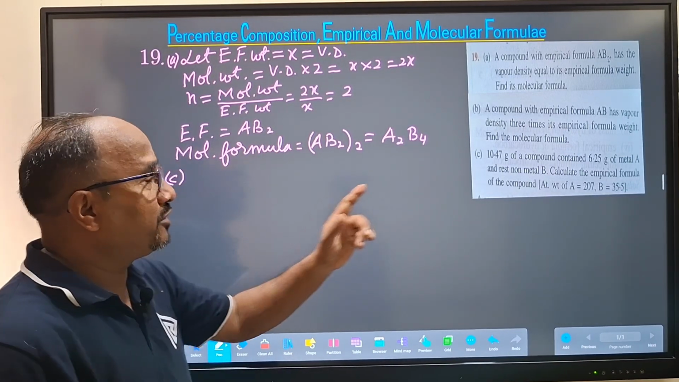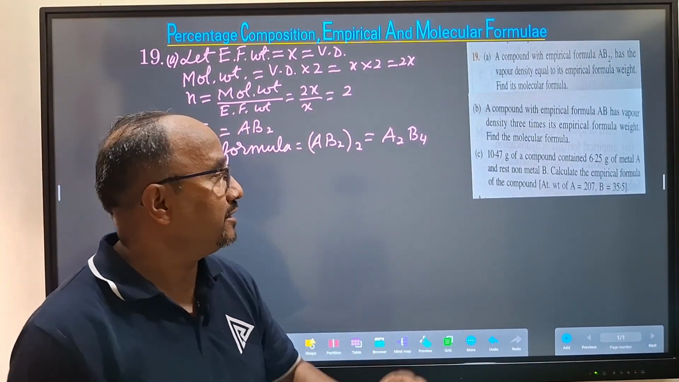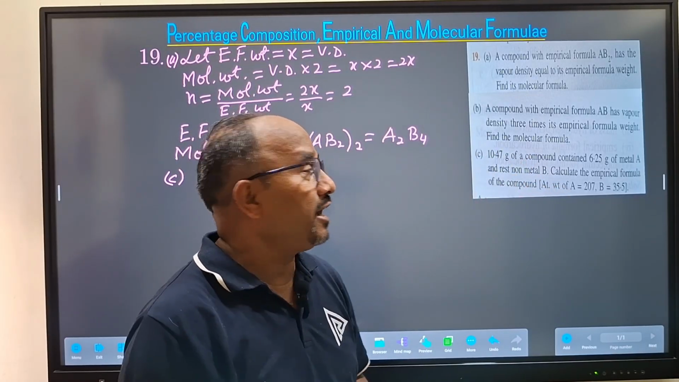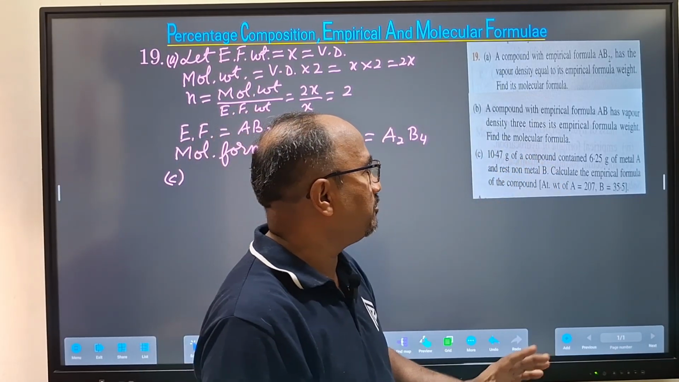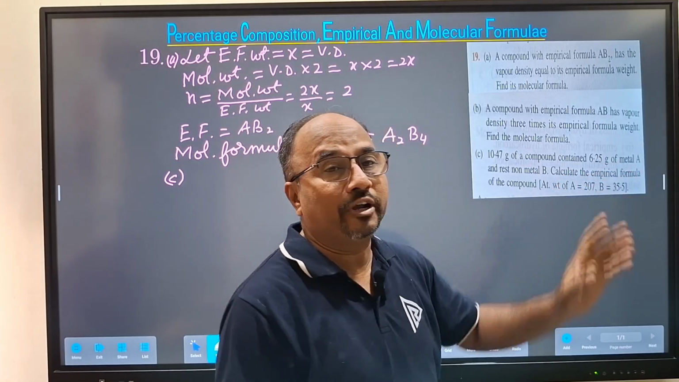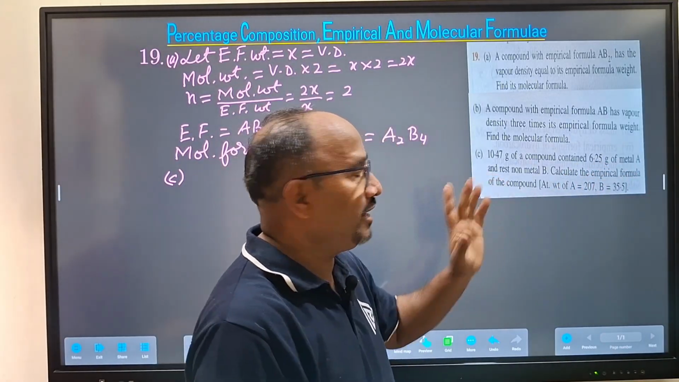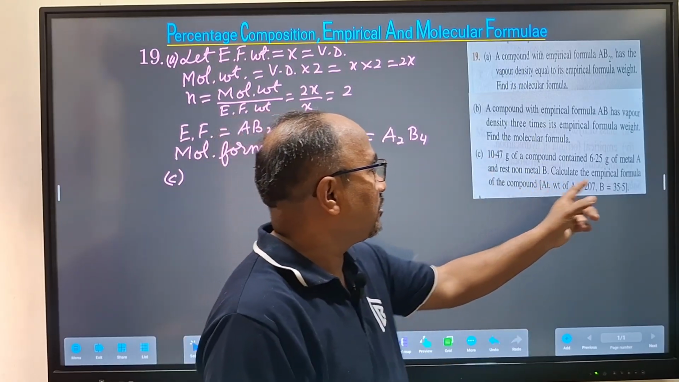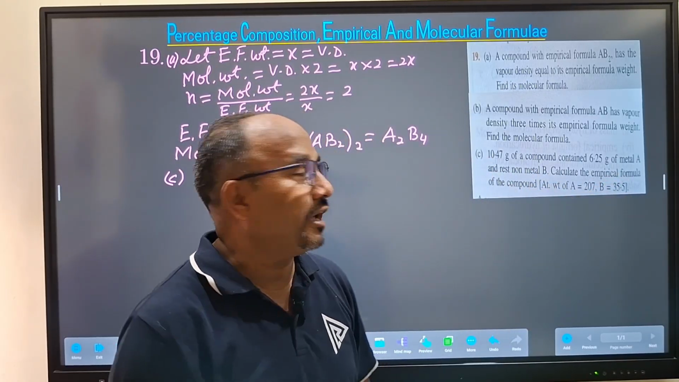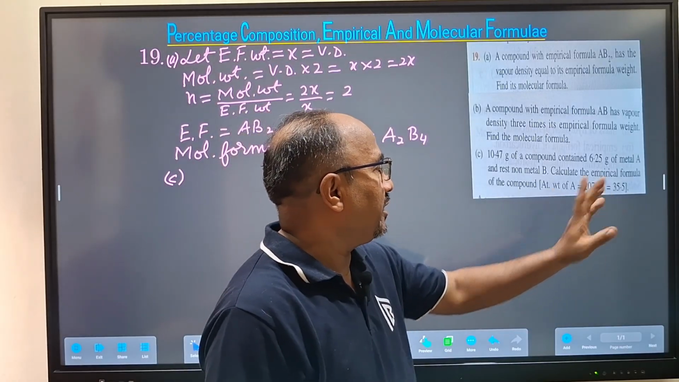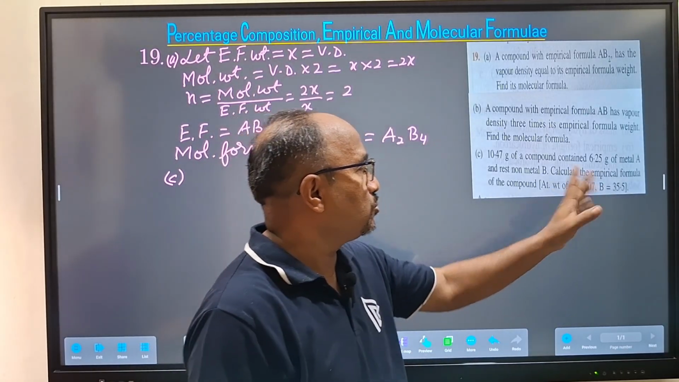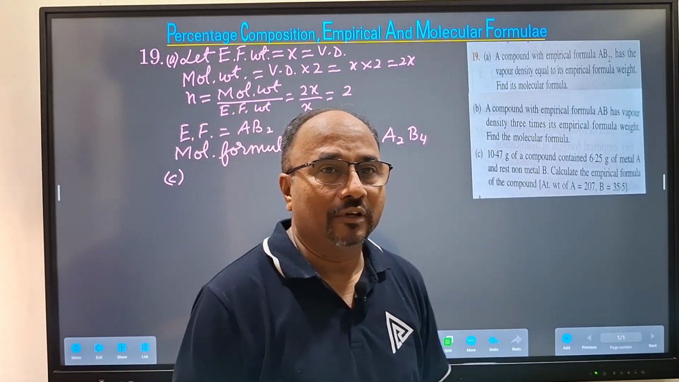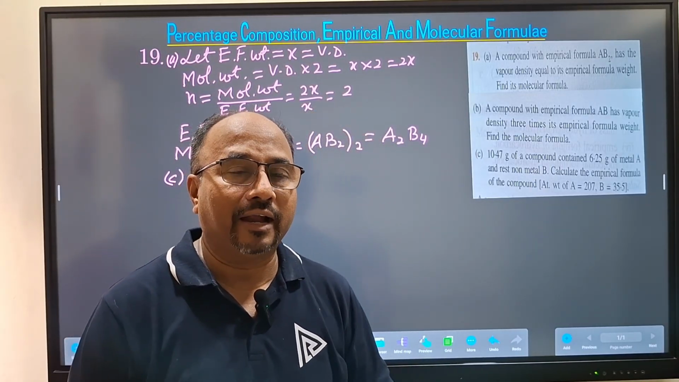So we will come up with this C part by getting the necessary table drawn. You can see here what it says. 10.47 gram of a compound contained 6.25 gram of metal A, and then the rest is the non-metal B. Calculate the empirical formula of that compound. Atomic weight A is given as 207 and B is given as 35.5. So let us draw the table and do it.